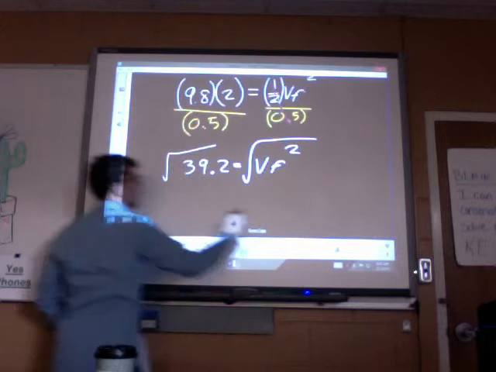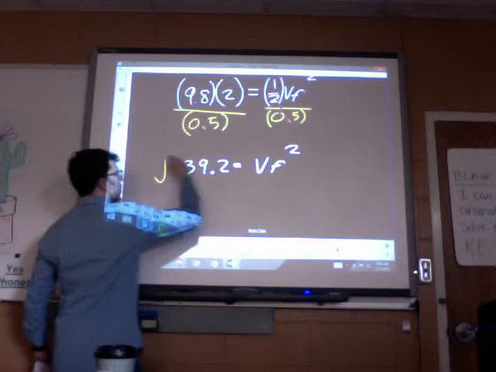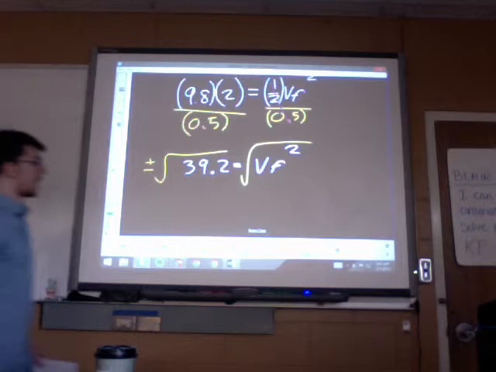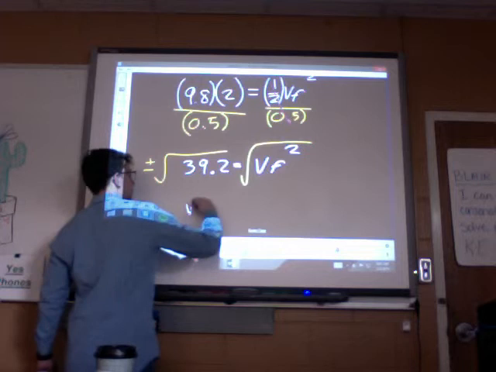Okay, we'll square root both sides. I don't like that. I want to keep my colors mixed. Square root both sides. Don't forget your plus or minus. It only matters sometimes, but for this problem, it's one of those sometimes. It actually matters. V final is 6.26.